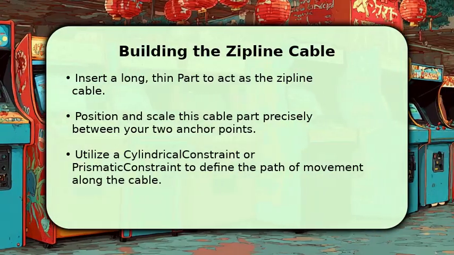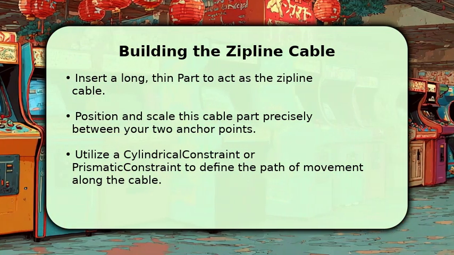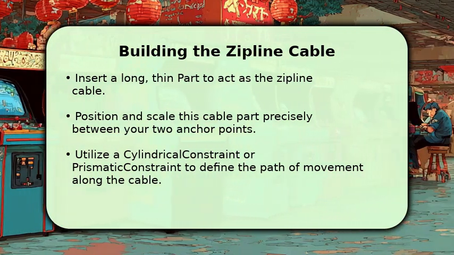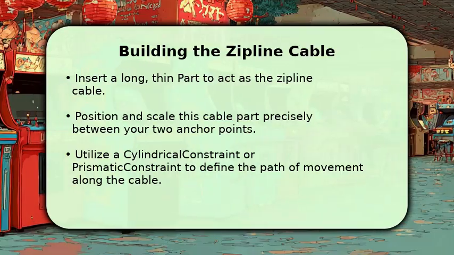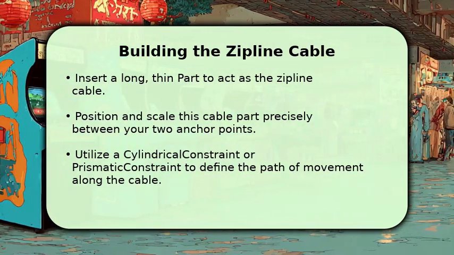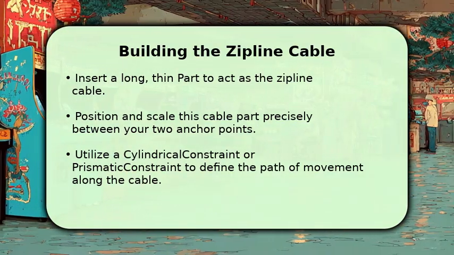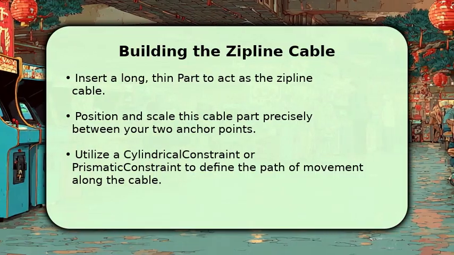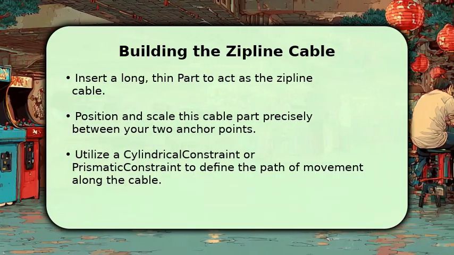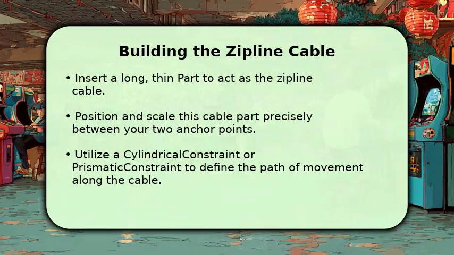Now, let's create the actual zipline cable. Insert a long, thin part into your workspace, perhaps a cylinder or a block, and scale it to span the distance between your 2 anchor points. This part will serve as the track. For smooth movement, consider using a cylindrical constraint if your cable is a cylinder, or a prismatic constraint if it's a straight line, connecting it to your anchor points. This ensures the player's trolley can slide along it.